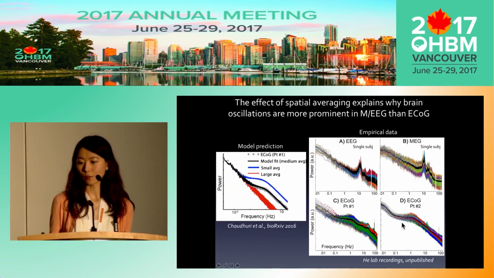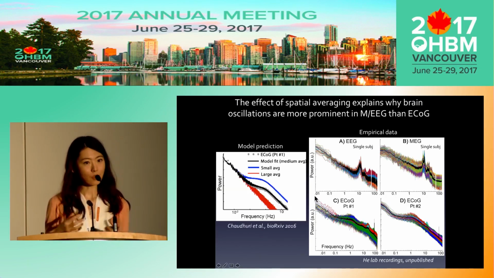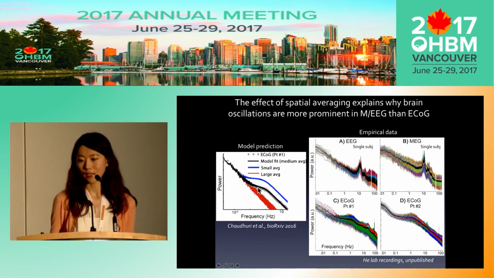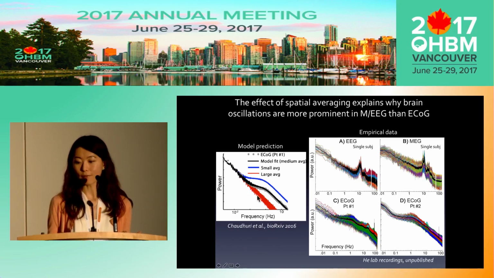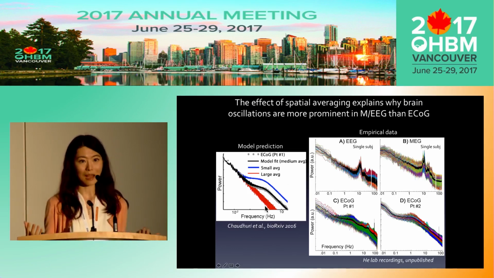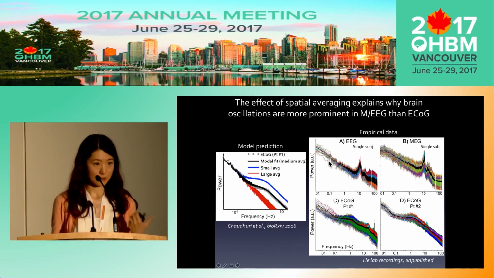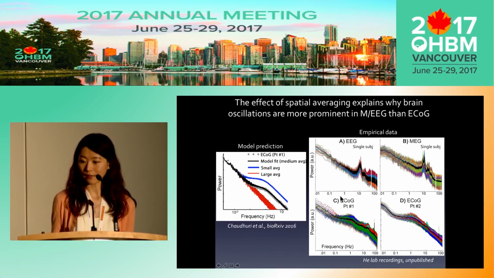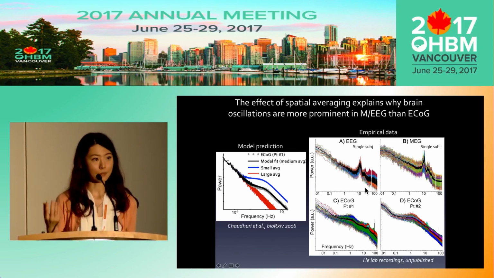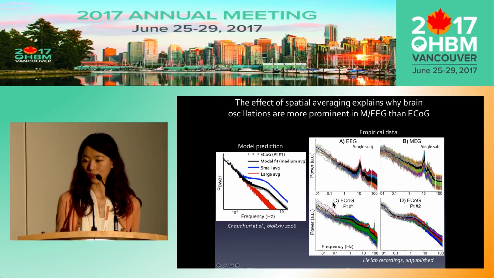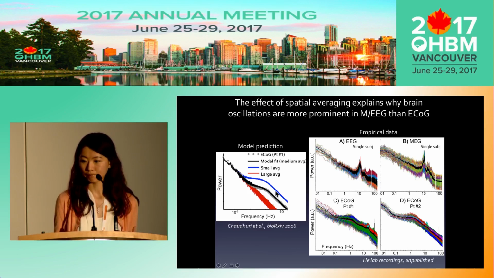So in the network, what we found was that when we calculate the population firing rate by different degrees of spatial averaging, this high frequency broadband power reduced, the more spatial averaging you did. What this points to is a potential mechanism explaining this difference. So in EEG and MEG, it's possible that this spatial averaging reduced the broadband power in the high frequency range, rendering the brain oscillations riding on top of it more prominent.